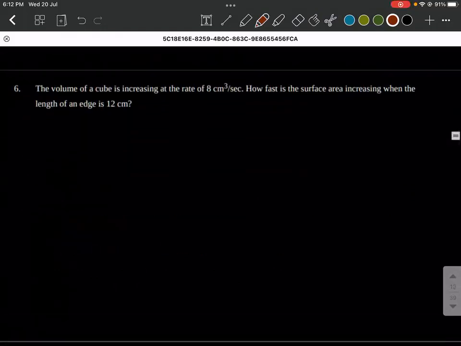The volume of a cube is increasing at a rate of 8 centimeter cube per second. How fast is the surface area increasing when the length of an edge is 12 centimeters? How do we solve this? dV by dt is equal to 8 centimeter cube per second. How fast is the surface area increasing?